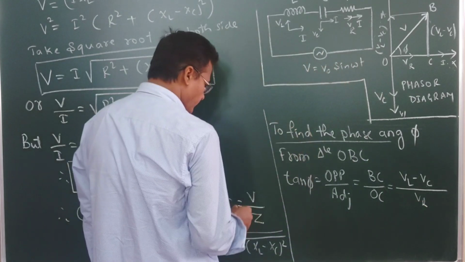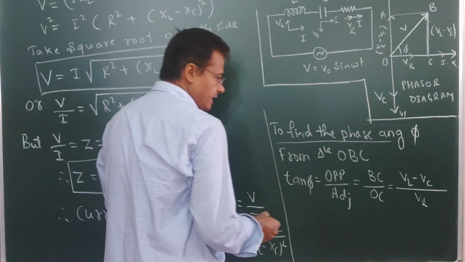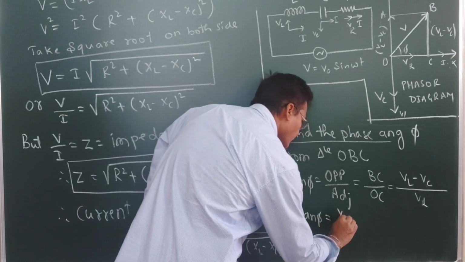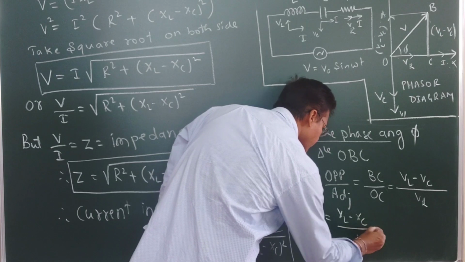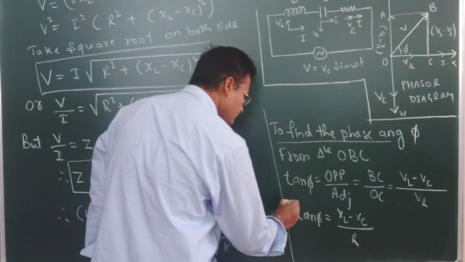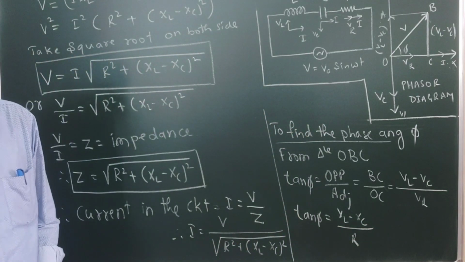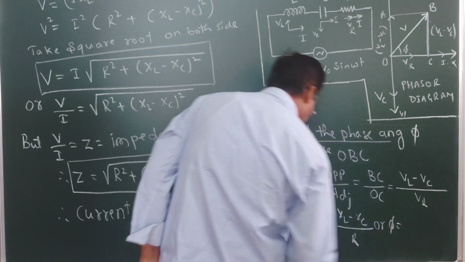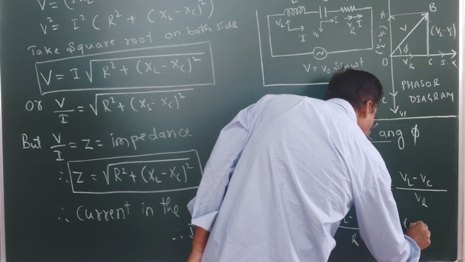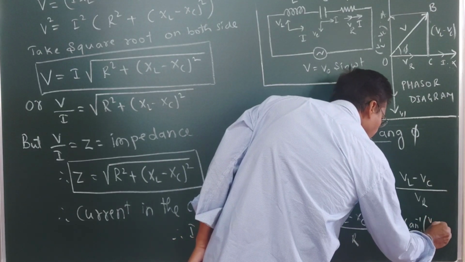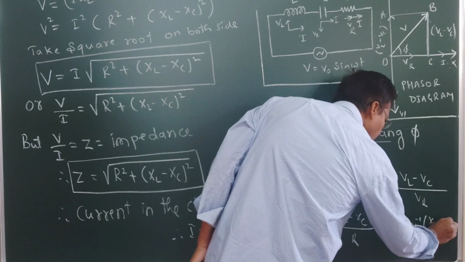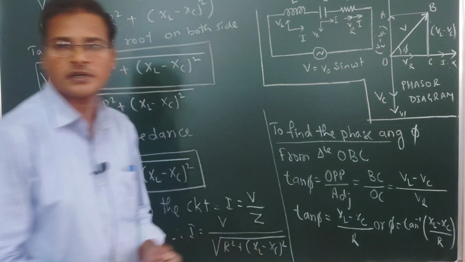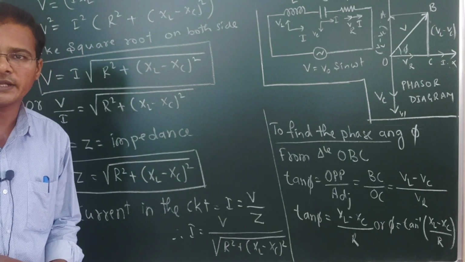If you substitute the values of VL, VC and VR, we get tan phi equals XL minus XC divided by R. Or we can write phi equals tan inverse of XL minus XC by R. That is the final equation we are getting.